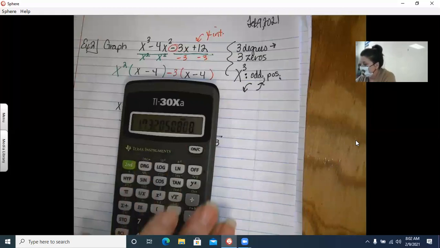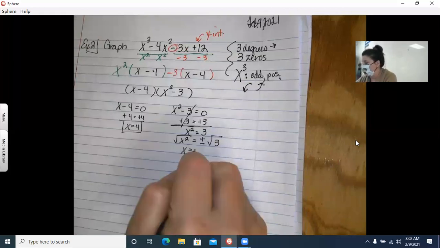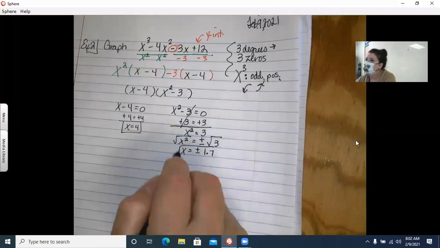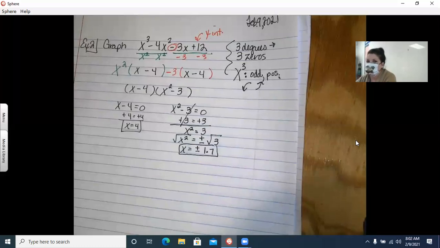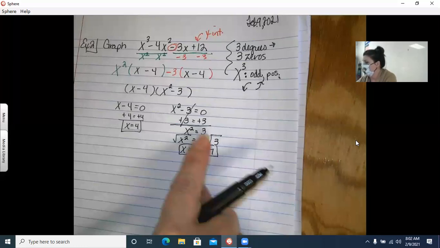So positive 1.7 and negative 1.7. We have 2 solutions. Don't round it up to 2. I would at least go to the nearest tenths place, okay? If it was 2, that means 2 is the square root of 4. So at least go to the tenths place.